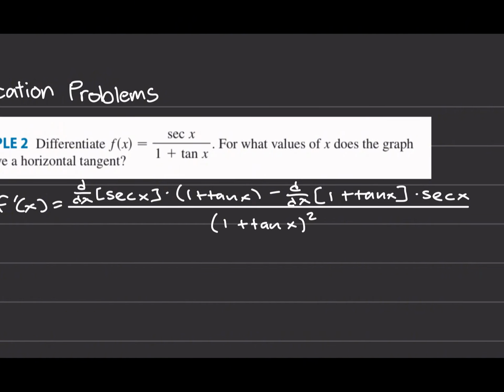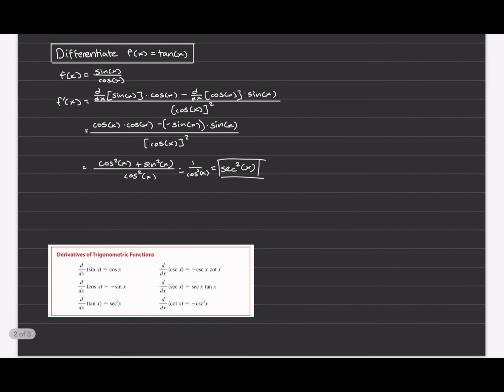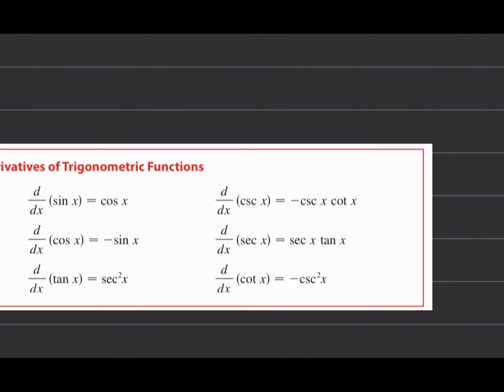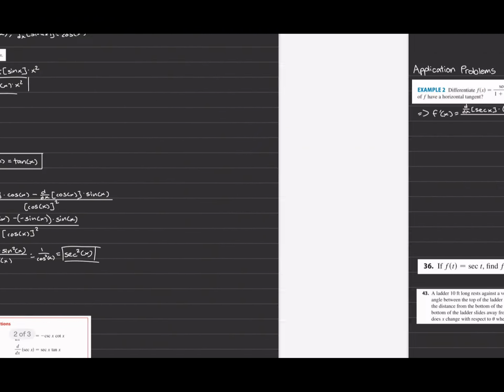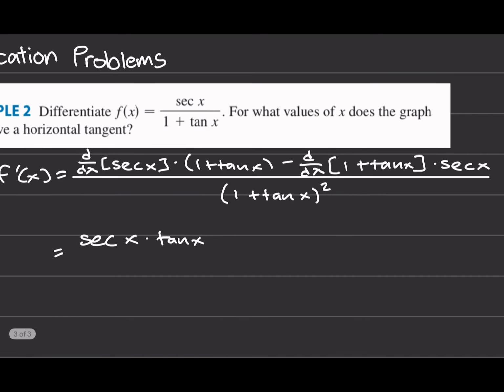Okay, so now we're just going to evaluate it. What is the derivative of secant? Well, derivative of secant, we look back. Right, derivative of secant is secant x tangent x. So we can just replace that in our problem. Right, secant x times tangent x. And then, remember, we have to multiply by 1 plus tangent x.